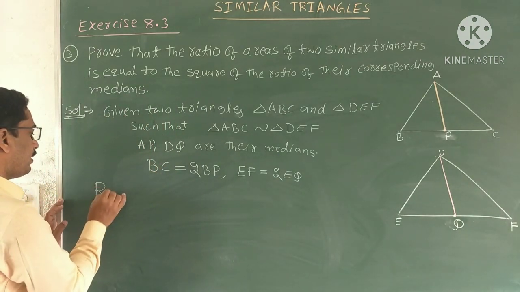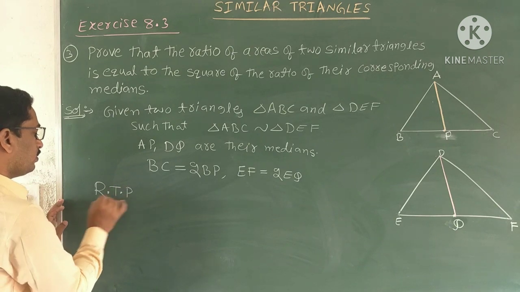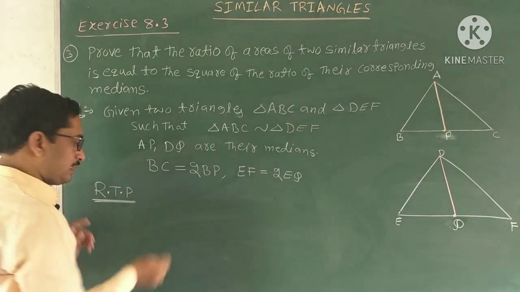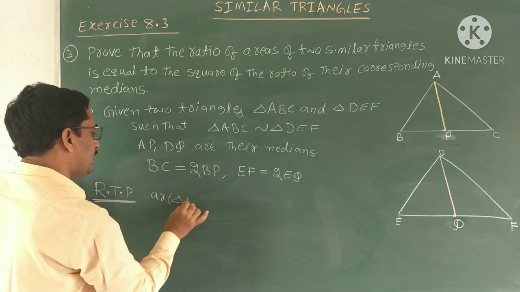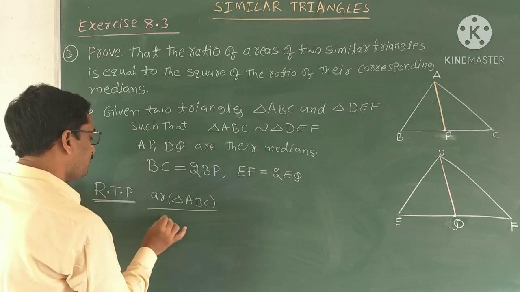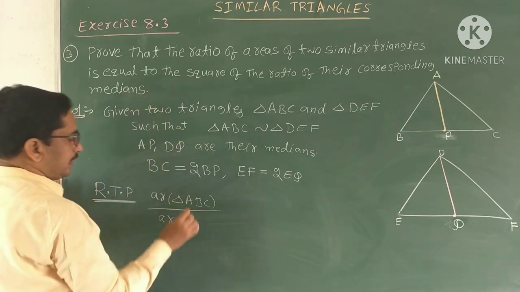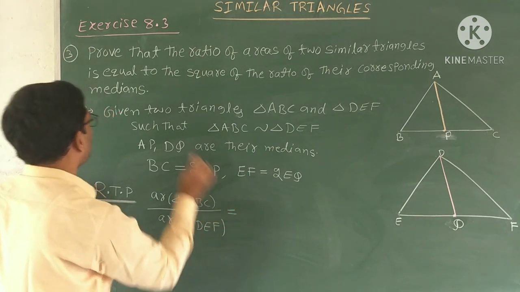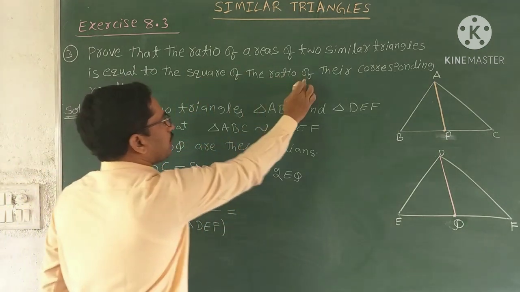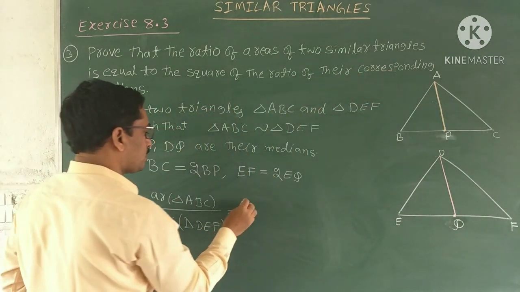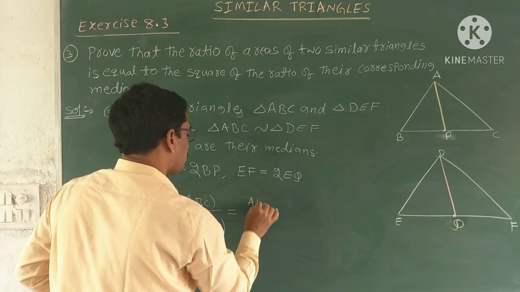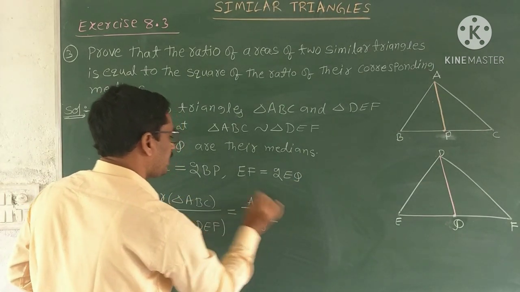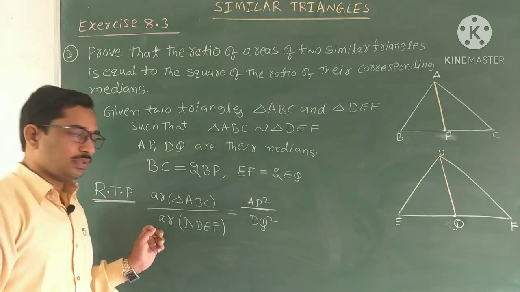Now, RTP, required to prove. So what we have to prove? Prove that the ratio of areas of two similar triangles, area of triangle ABC by area of triangle DEF, is equal to the square of the ratio of their corresponding medians. So median AP square by the median DQ square, AP square by DQ square. We have to prove this. So this is our RTP.